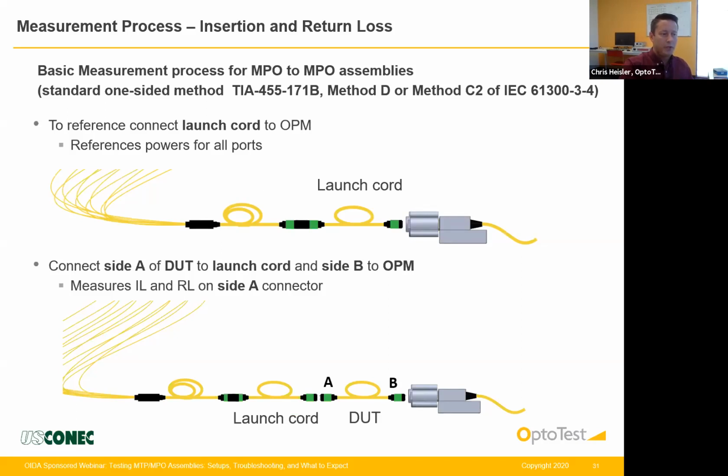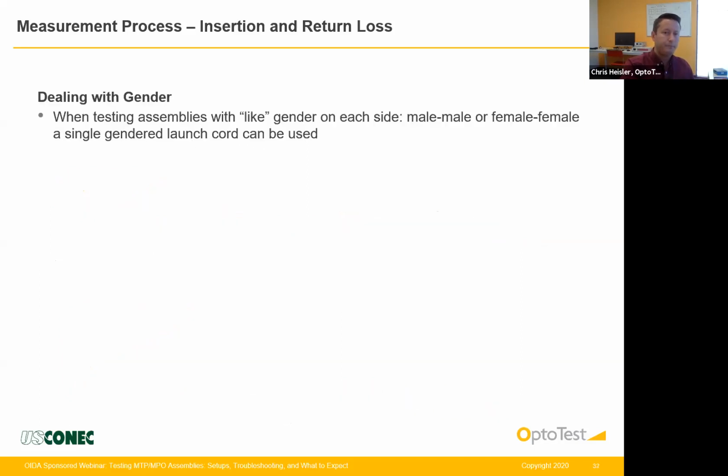This measures insertion loss and return loss on side A. So now we need to measure side B. To measure side B, we flip the cable, connect B to the launch cord and A to the optical power meter, and this will give us IL and RL on side B.